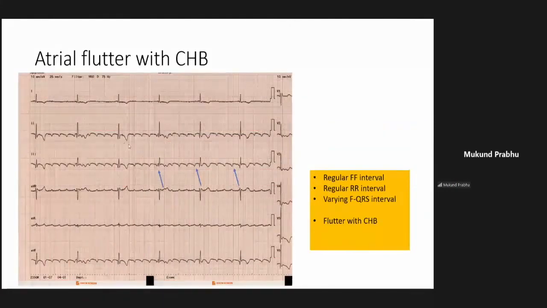There's another ECG showing flutter with complete heart block. It's a regular flutter interval. PP interval is seen here. Regular RR interval also is seen. But the flutter to QRS, instead of PR, we are talking about FR interval, is variable. I have marked it with arrows. The varying flutter to QRS interval suggests that it's a complete heart block existing in the phase of an atrial flutter. Whereas if it's a conducted flutter wave, you will get a constant flutter to QRS interval.